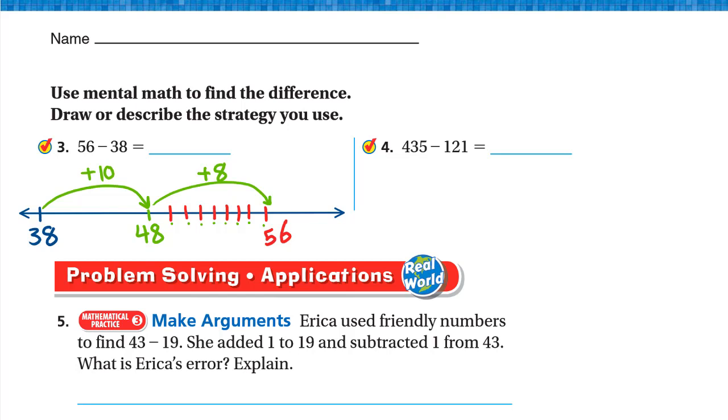Okay, so the answer here, 38 plus what equals 56? You have to add 10, then you have to add 8. So 10 plus 8 is 18.